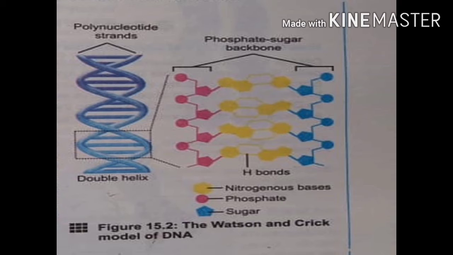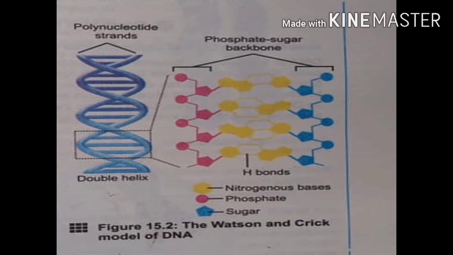This pairing is very specific. The nitrogenous base adenine of one nucleotide forms pairs with the thymine of the opposing nucleotide, while cytosine forms pair with guanine. There are two hydrogen bonds between adenine and thymine, while there are three hydrogen bonds between cytosine and guanine.